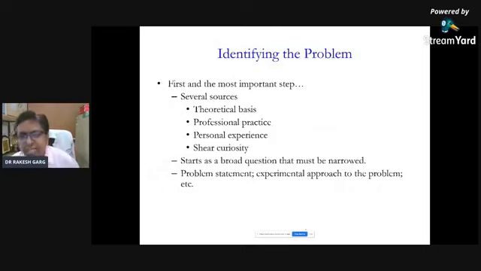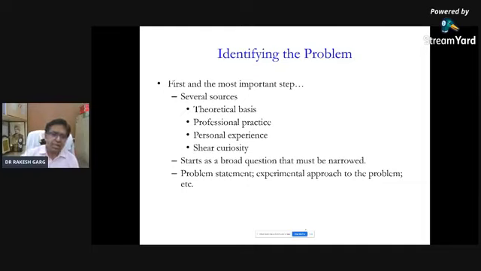Now, the first thing is when we want to do a research, we need to identify the problem, the clinical problem. And this is a very, very important step, because we are looking for some novelty. We are looking for some clinical translation of the research we are going to do. And that clinical translation will only be there when we have some problem. And this problem should be appropriately researched or have a proper review of literature.